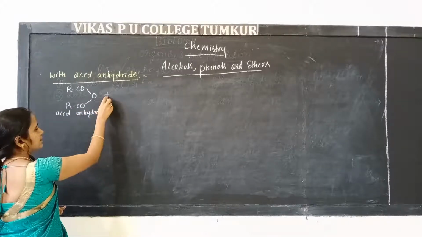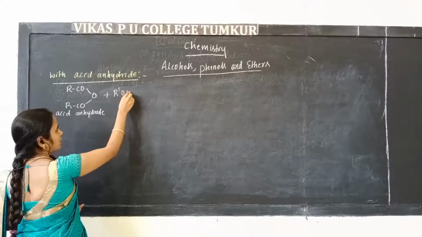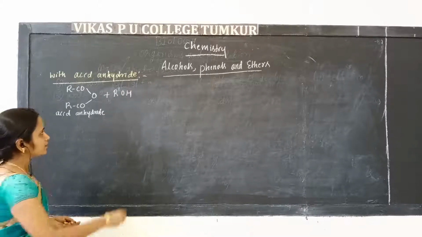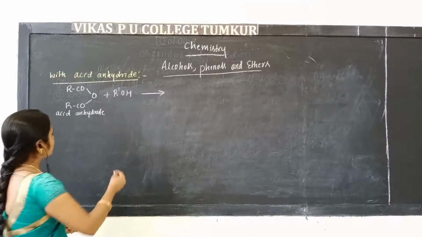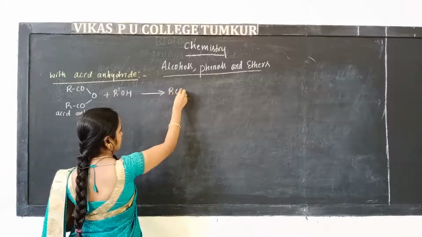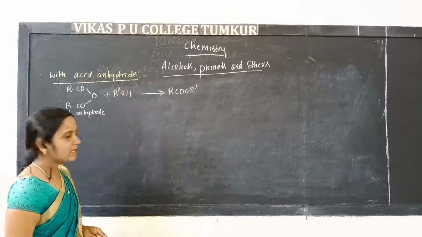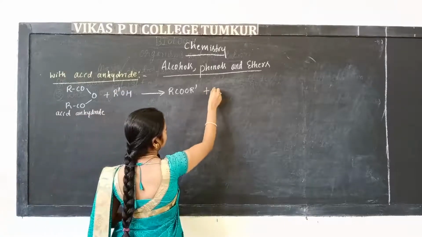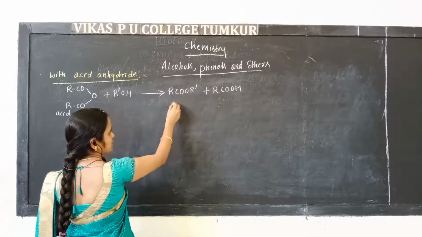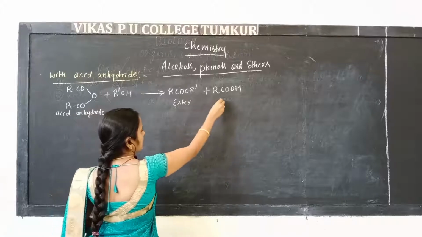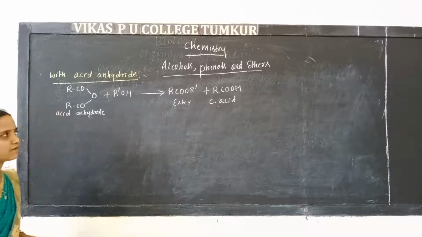Acid anhydride is treated with the alcohol. We get two products. One is an ester, RCOOR. Another one is a carboxylic acid, RCOOH. This is the ester, and this is the acid. So it forms an ester and a carboxylic acid.